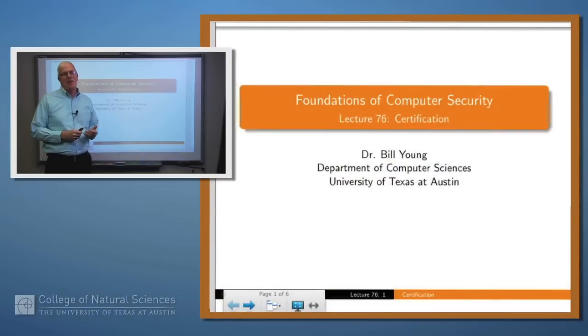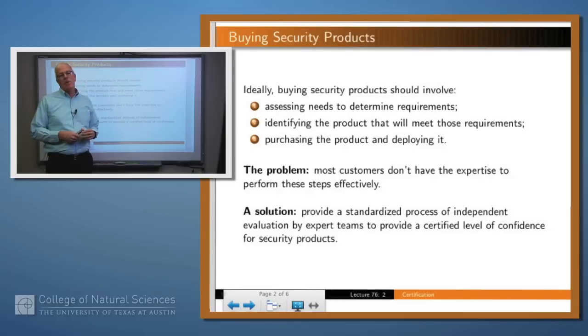Hello again. Let's move on to a new topic, and the topic is called certification. So what's the idea? Well, ideally when you buy a security product or you go out and procure one somehow, the best thing to do is to understand the security domain, and so you should figure out what your security needs are, do that security assessment we talked about early in this set of lectures, figure out what product best meets those requirements, and go out and buy it. It only makes sense, right?